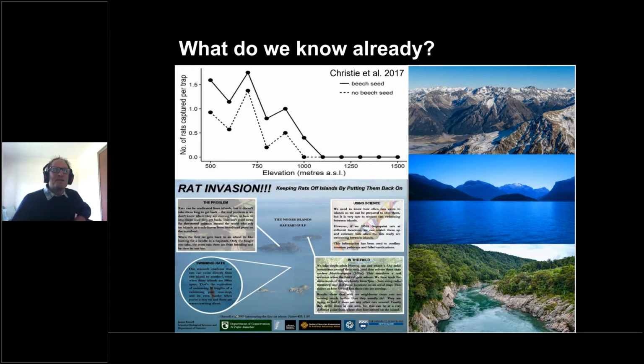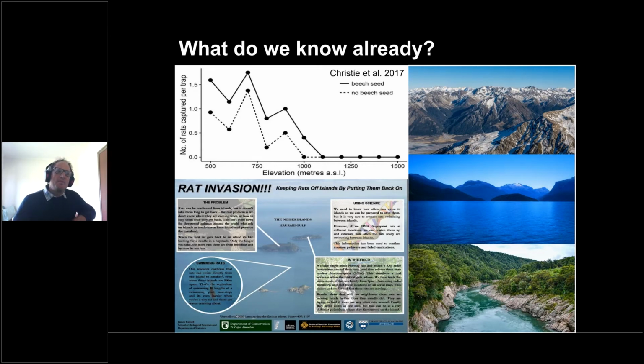So what might this path of least resistance look like? Well, some work by Jenny Christie and Susan and others has shown that rat tracking generally declines with increased elevation, and rat tracks are relatively infrequently recorded above 1,000 metres. So we can assume from these bits of work that areas of high elevation act as an impediment to rat movement.